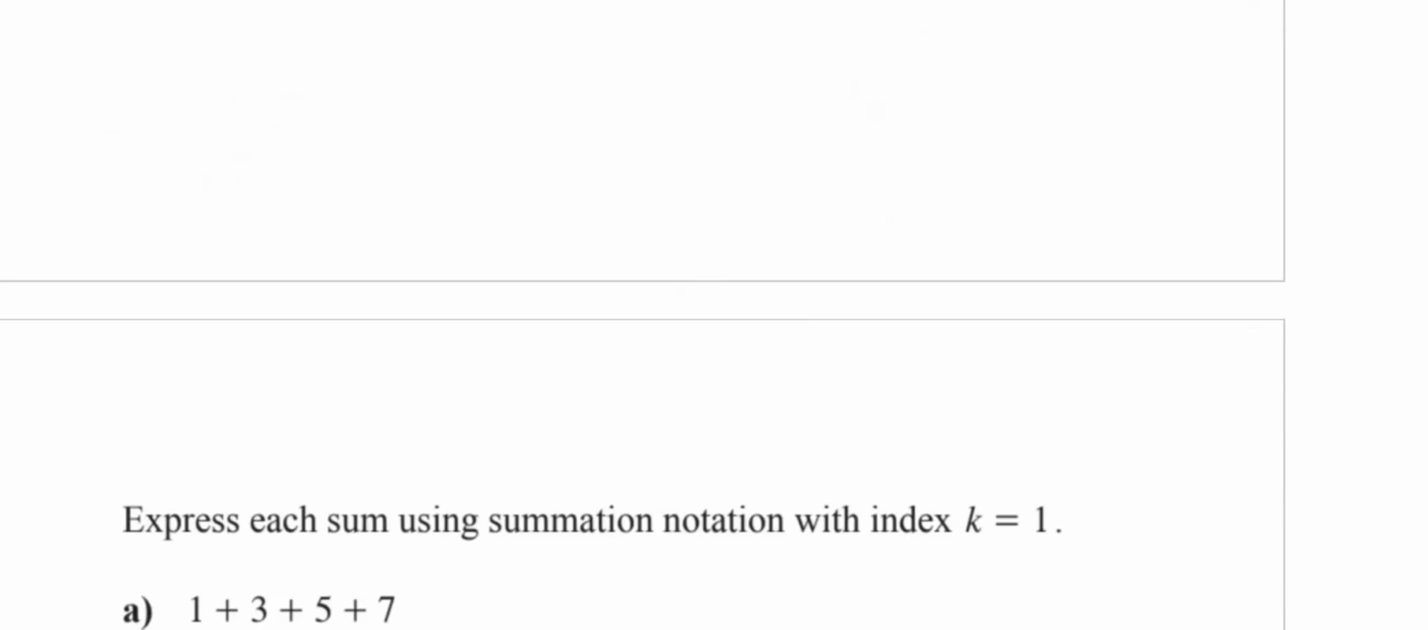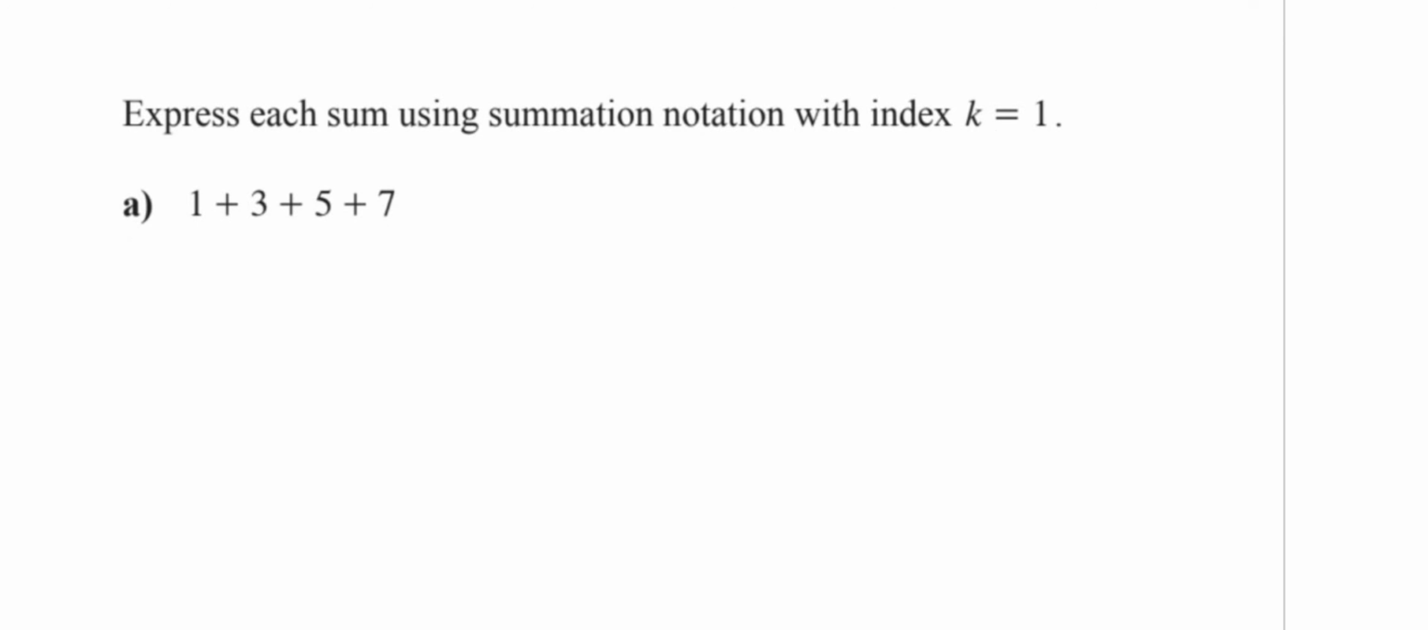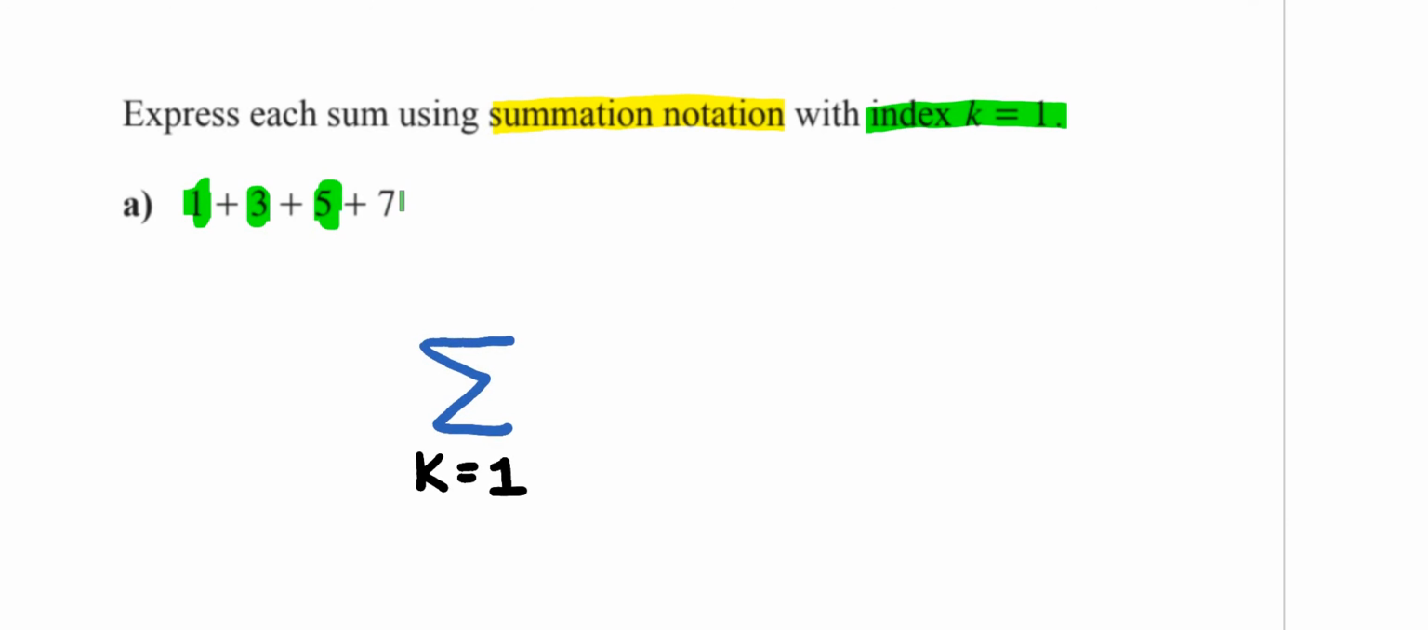All right, let's move on to question 6A. So I need to express each sum using sigma notation. Sorry, summation notation. So if I'm using the summation notation, we need to use the sigma symbol here. And I need to start with an index of k equals 1, which is fine. That means the bottom number here is going to be k equals 1. And if I count up all the terms here, I have 1, 2, 3, 4. So there's 4 terms. So my top value here will be 4.